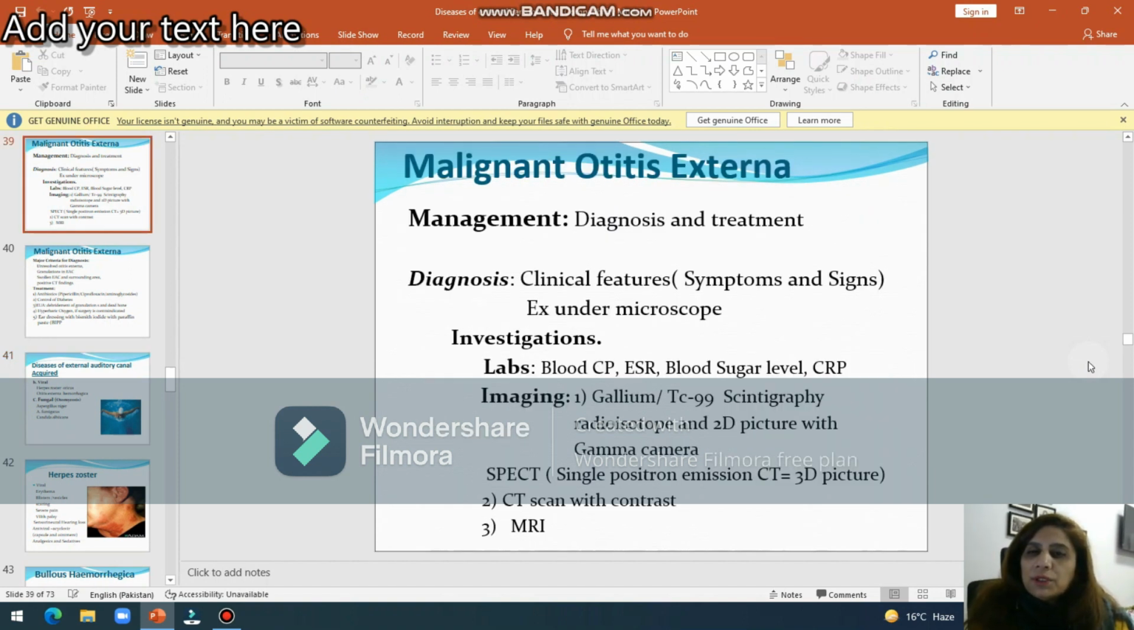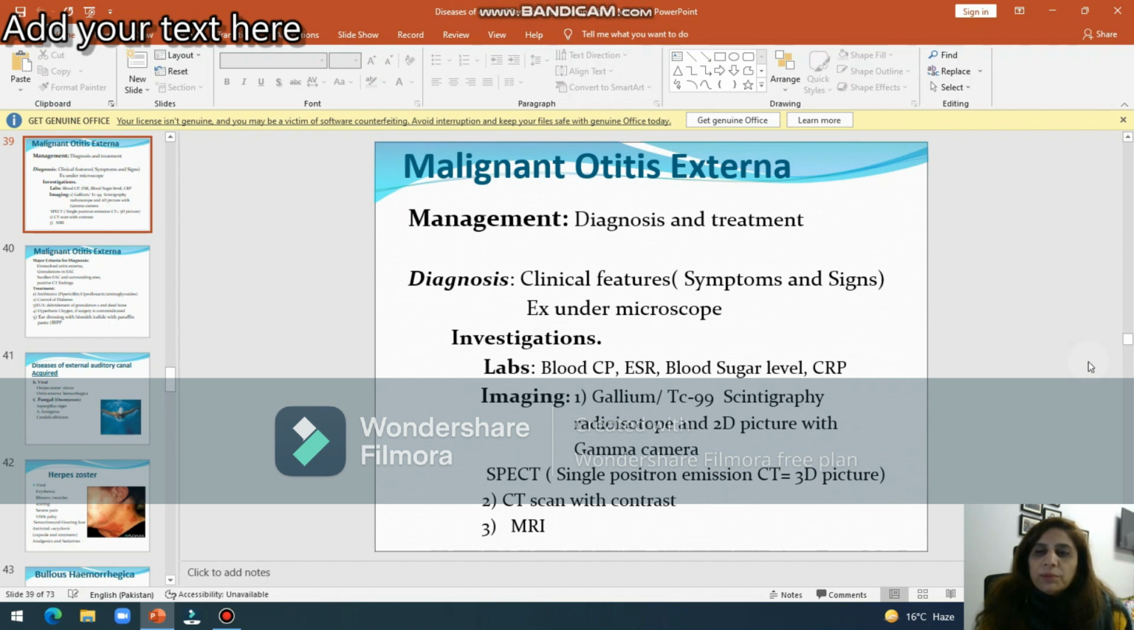Diagnosis depends on clinical features, and then you will advise certain investigations. Lab investigations include blood CP, ESR, blood sugar level, and CRP. CRP will be raised, ESR will be raised, and there will be leukocytosis. An important imaging technique is gallium or technetium 99 imaging. The radioisotopes are given to the patient, and then films are taken by gamma camera.